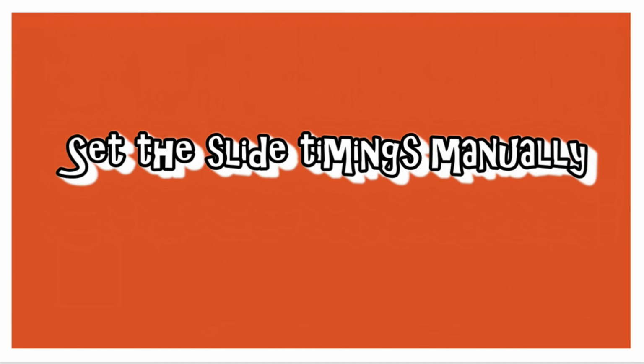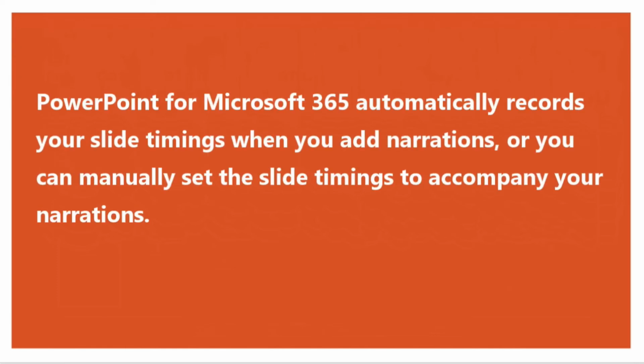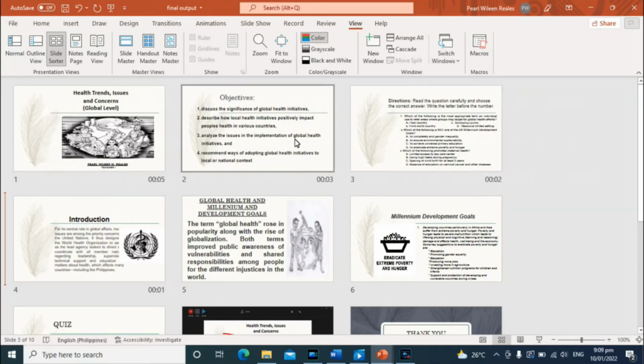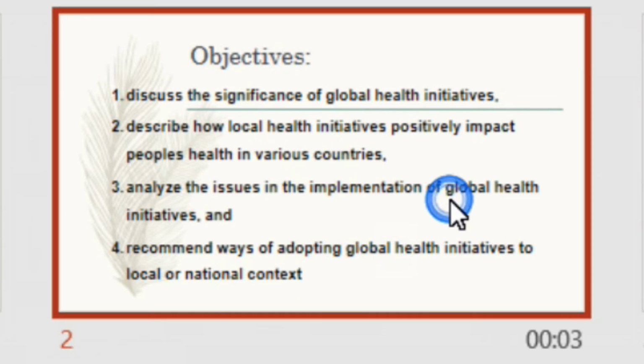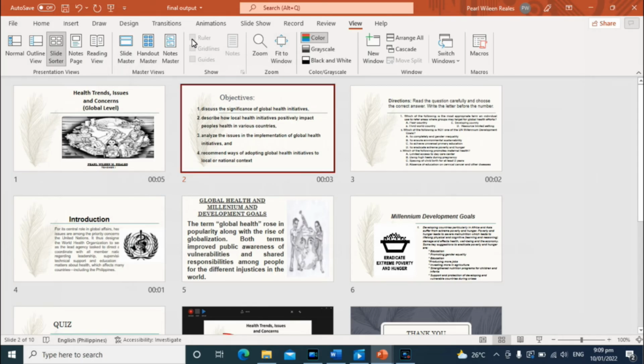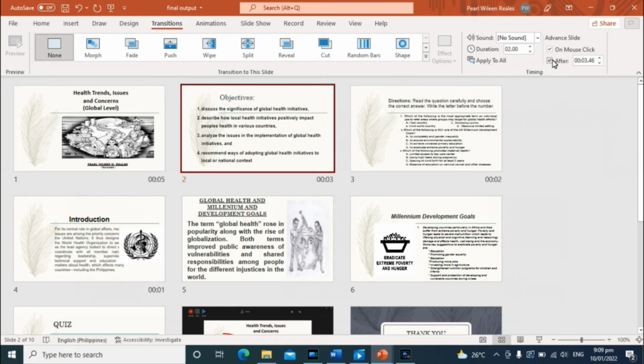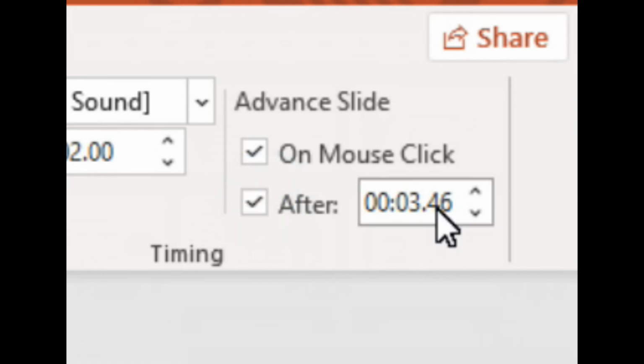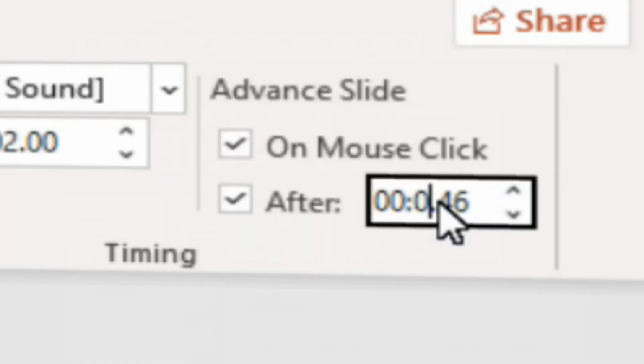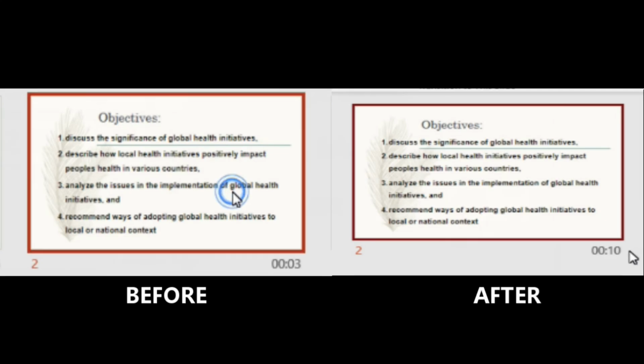Set the slide timings manually. PowerPoint for Microsoft 365 automatically records your slide timings when you add narrations, or you can manually set the slide timings to accompany your narrations. In Normal view, click the slide that you want to set the timing for. On the Transitions tab, in the Timing group, under Advance Slide, select the After checkbox, and then enter the number of seconds that you want the slide to appear on the screen. Repeat the process for each slide that you want to set the timing for.